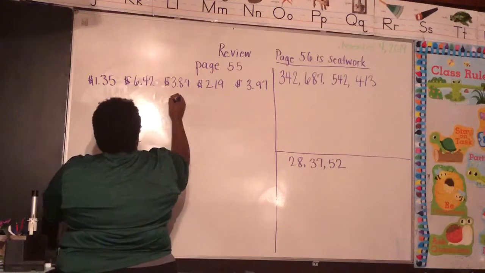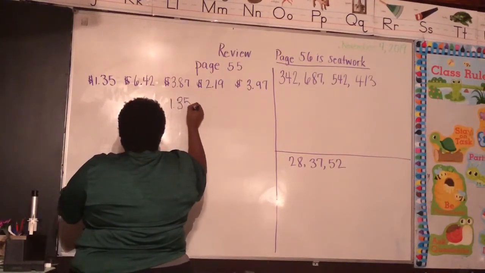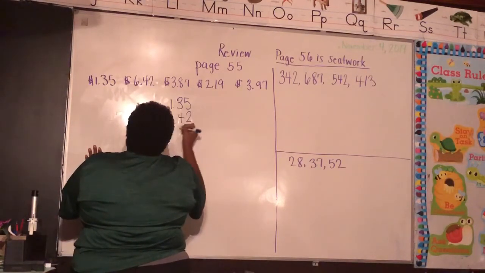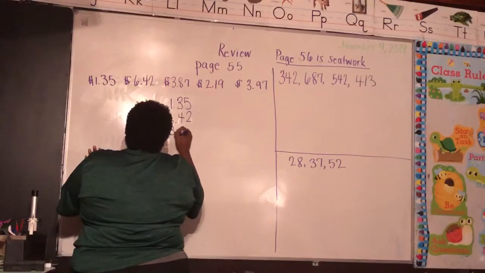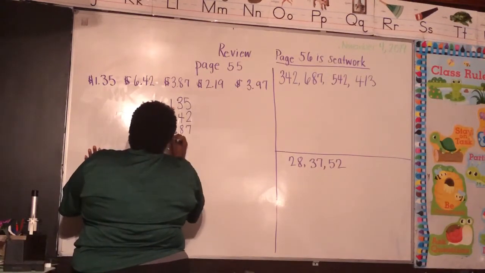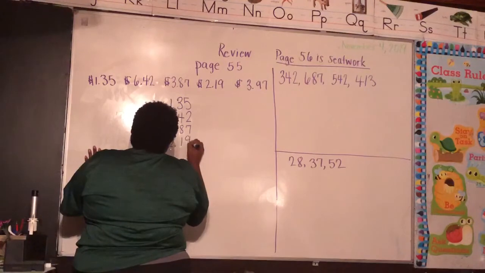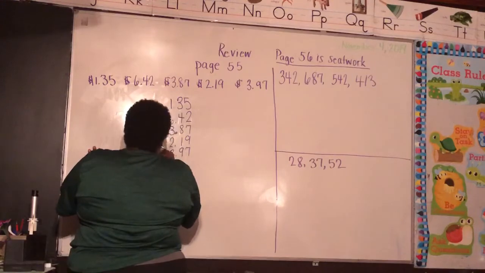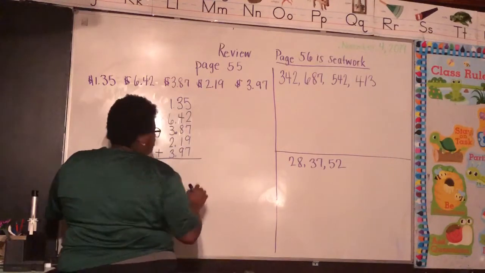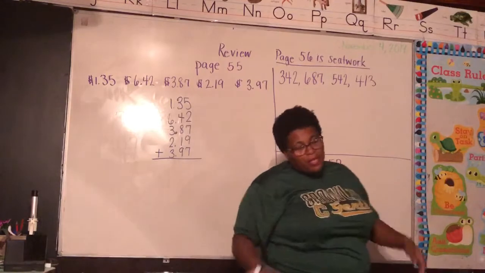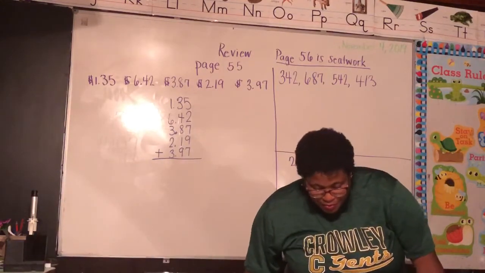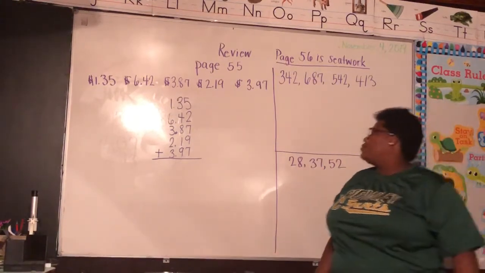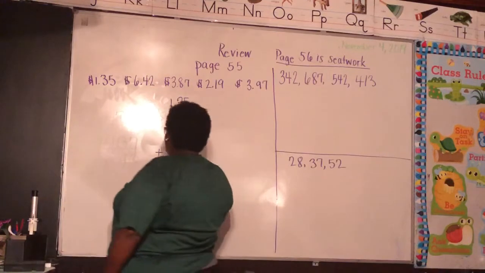We have $1.35. And keep your decimals lined up. $6.42, because it is money. $3.87. $2.19. $3.97. You're going to add these up. So I'll give you a minute to add them up. Remember, this is money.